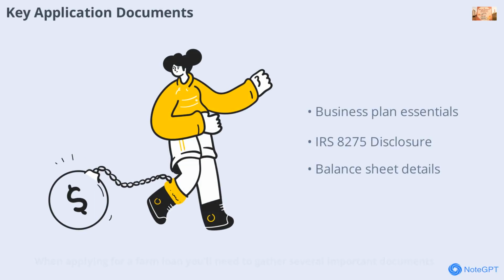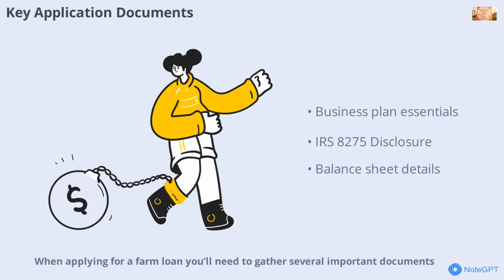In applying for a farm loan, you'll need to gather several important documents. These typically include your business plan, IRS 8275 regulation disclosure statement, and a detailed balance sheet. Providing accurate and complete paperwork is essential for a smooth application process. Agencies rely on these documents to assess your eligibility and make informed decisions. In this section, we'll outline each required document and offer tips on how to prepare them effectively.